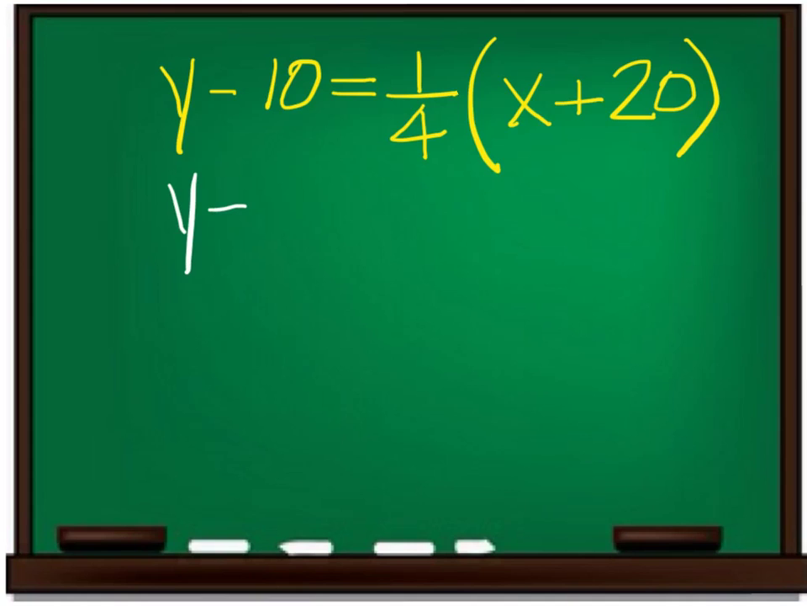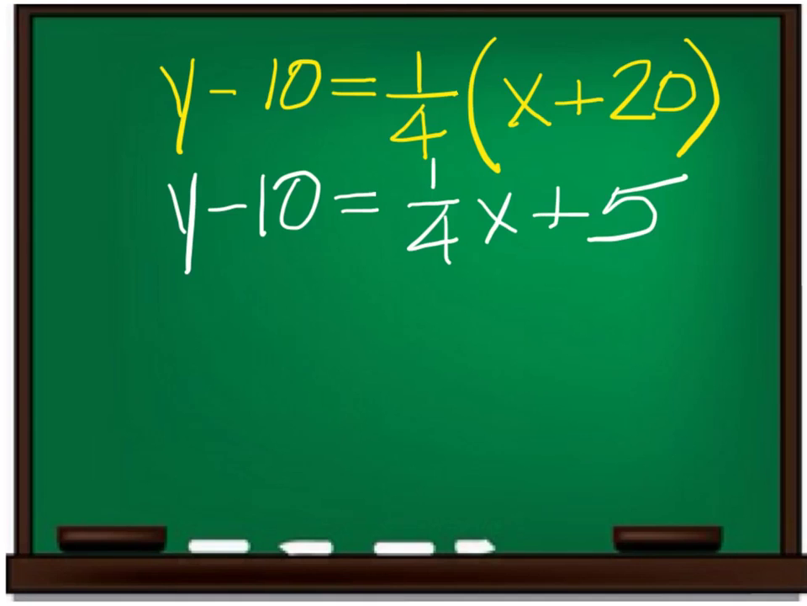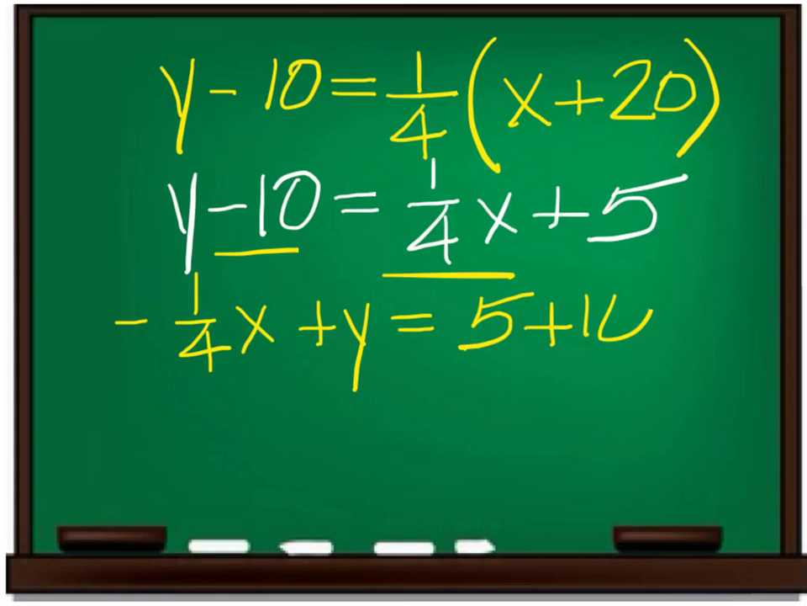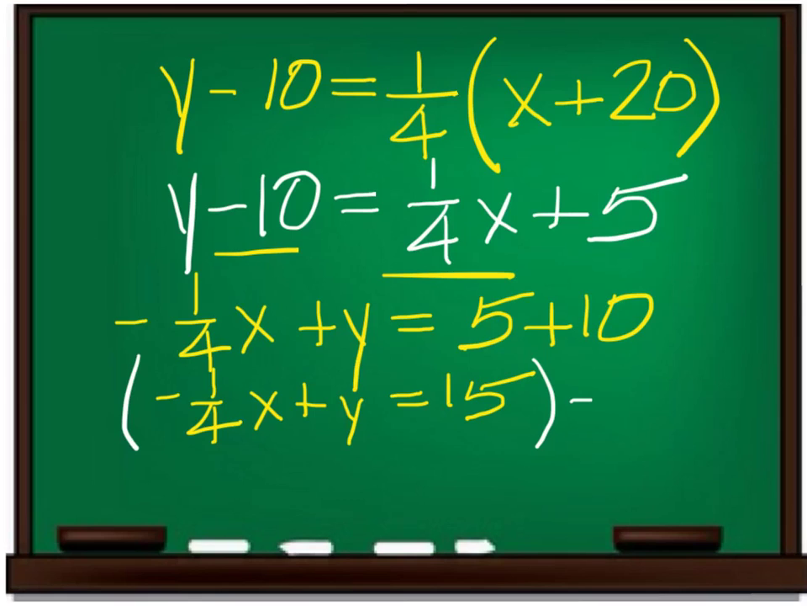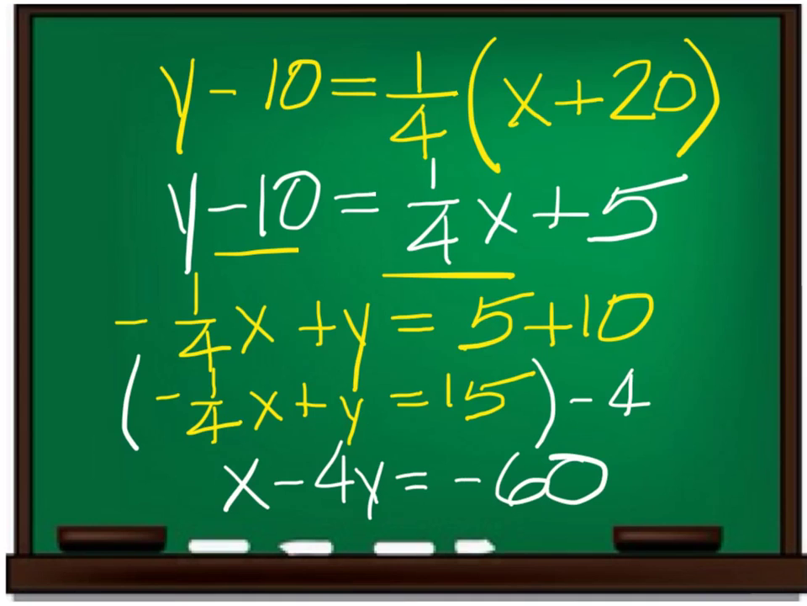On the practice problem, you should have y minus 10 equals 1/4 x plus 5. You have to switch this and this. That's a negative 1/4 x plus y equals 5 plus 10. And simplify the right side to get 15. Now you have two things that you can do here. You have to change the sign and you have to multiply everything by 4. So you could just multiply everything by negative 4 and do the same thing in one step. So if you do that, you should get x minus 4y equals a negative 60.